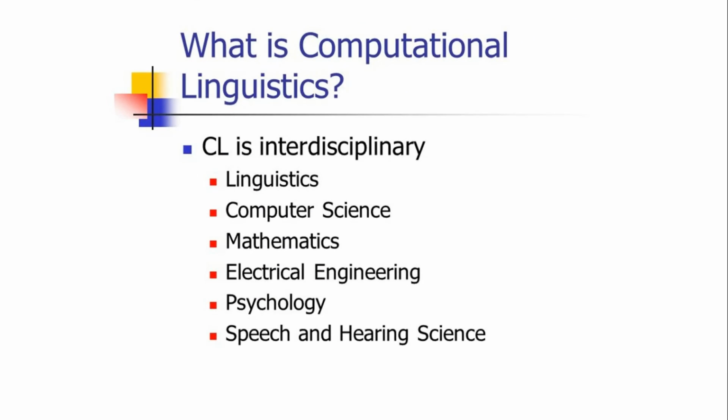So computational linguistics is interdisciplinary. It is a combination of different fields, such as linguistics. The main fields are linguistics and computer science. But mathematics also plays a big role here. Electrical engineering, because of computers, right? Computers are electronic machines. Psychology too, and speech and hearing science.